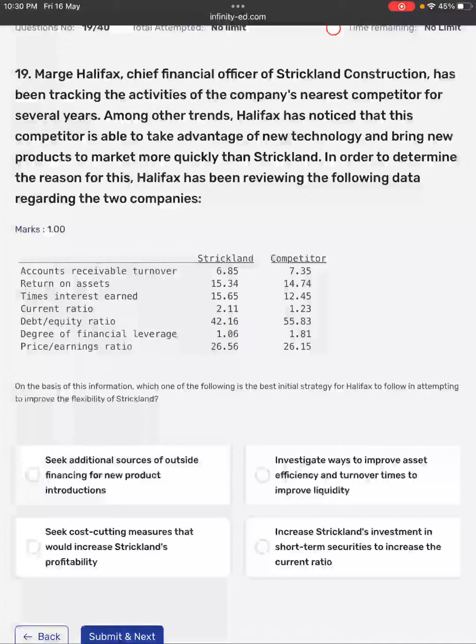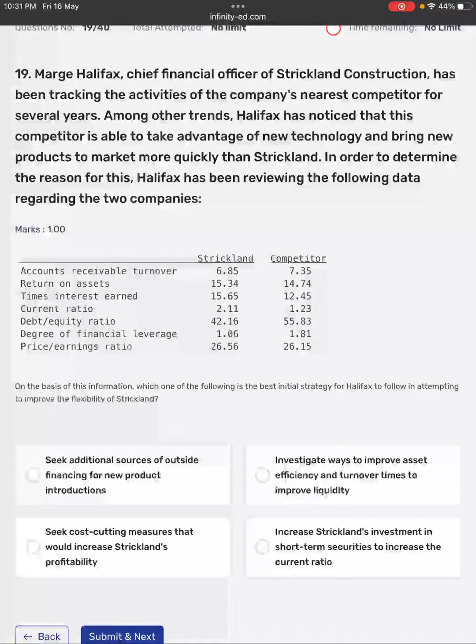And times interest earned: Strickland has 15.65, and this is not percent, this is times, and the competitor has 12.45. Strickland has better interest coverage and lower financial risk. Okay, these two options are good for Strickland.